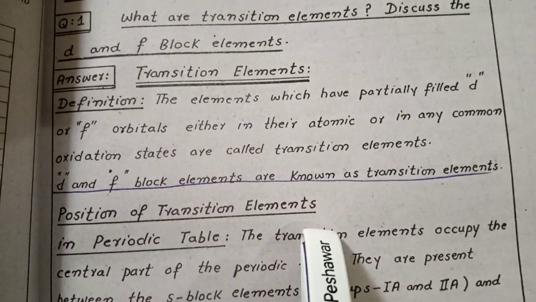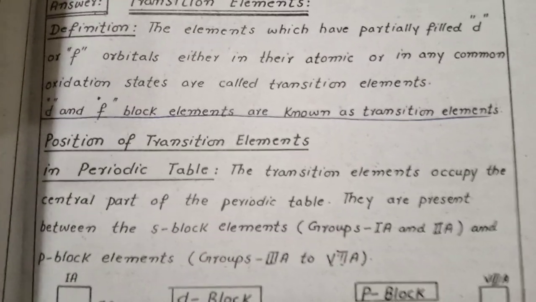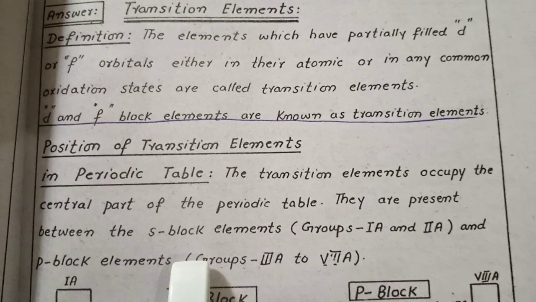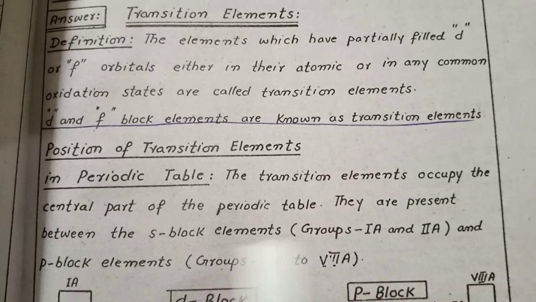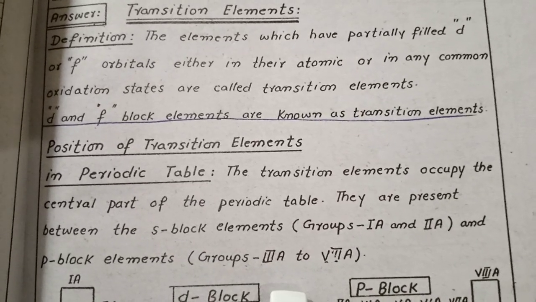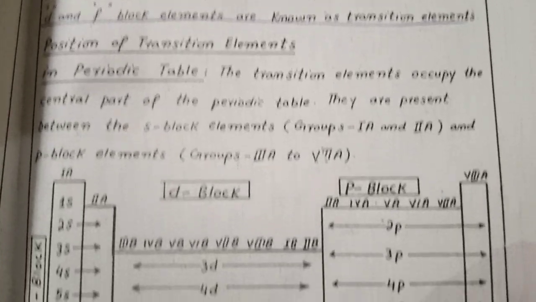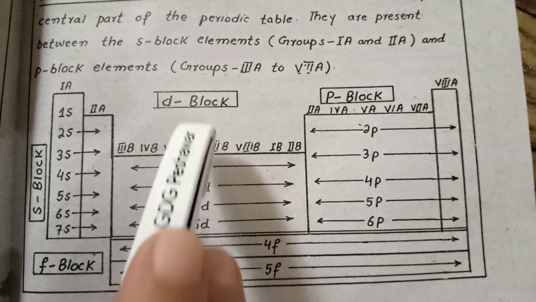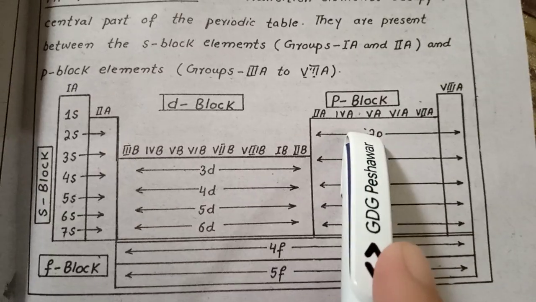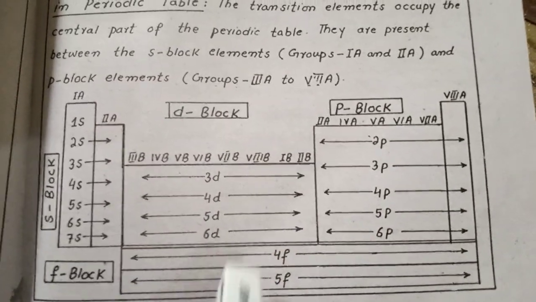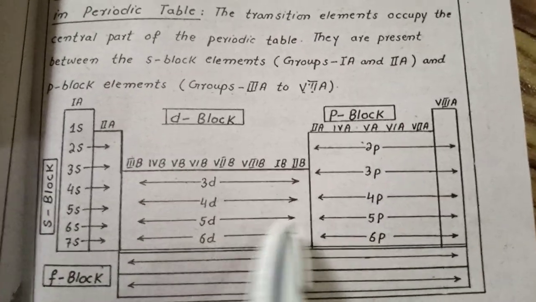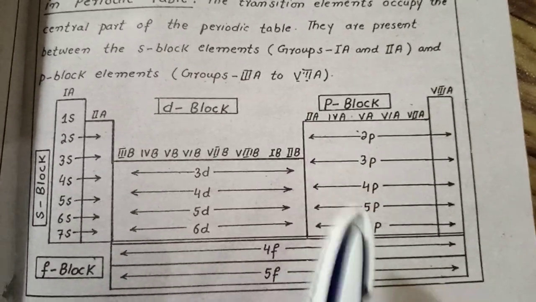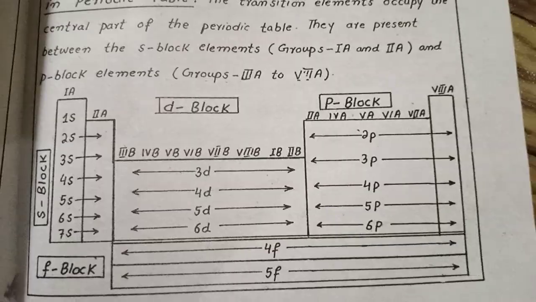Position of transition elements in the periodic table. The transition elements occupy the central part of the periodic table, and they are present between the S block elements from group 1A and 2A and the P block elements from group 3A to group 8A. Let's see their position in the periodic table. As you can see, this is the periodic table. This is the S block of elements, this is the D block, this is the F block, and this is the P block. The D and F block elements occupy the central position in the periodic table, between the S block and the P block elements. This is how they are represented in the periodic table.